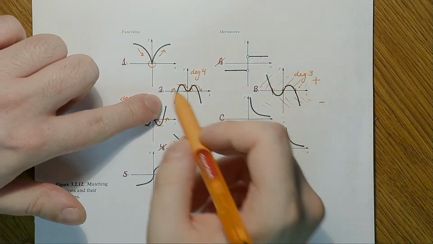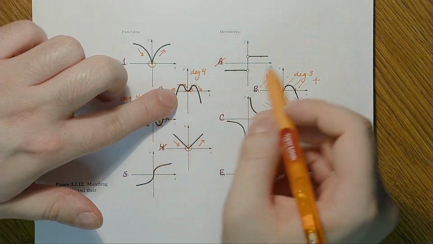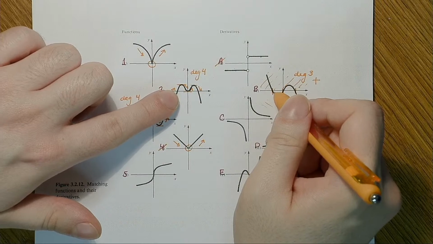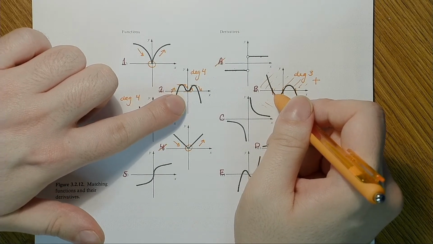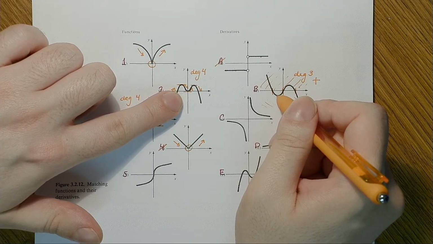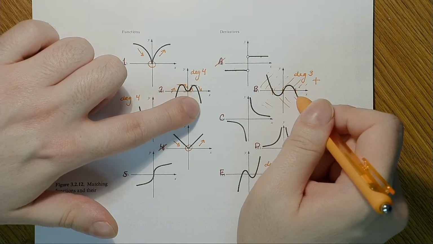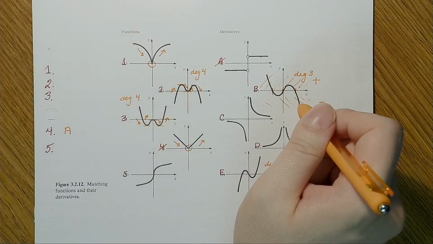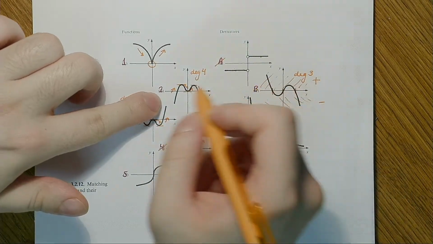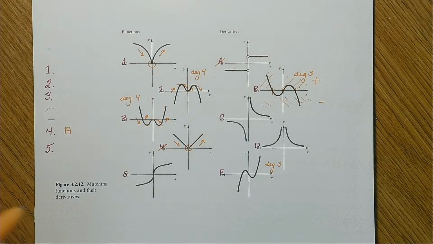So for 2, I see that it's positive. So it's positive here. And then it switches temporarily, goes down into the negatives. And then it becomes positive again, and then back into the negatives. So I'm going to match 2 with B.